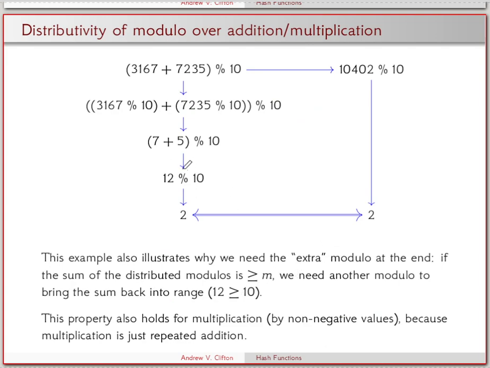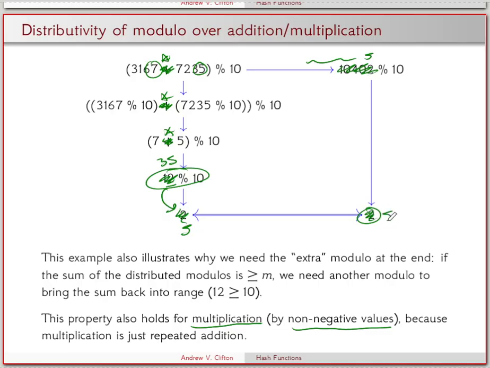Like I said, sometimes we have to do this extra modulo at the end to turn this 12 into its mod 10, which is 2. As long as we're multiplying by non-negative values, multiplication is just repeated addition. So this will also work if you replace the addition in here with a multiplication. You could multiply those numbers out by hand and get some absolutely huge number, or you can do the modulo first and do 7 times 5, which gets you 35, and then you get a 5 out here. Whatever this product multiplies to, we're multiplying a number ending in 5 by a number ending in 7, so it's going to end with a 5. So we get a 5 over here as well. Even if you did it with multiplication, it would still work.